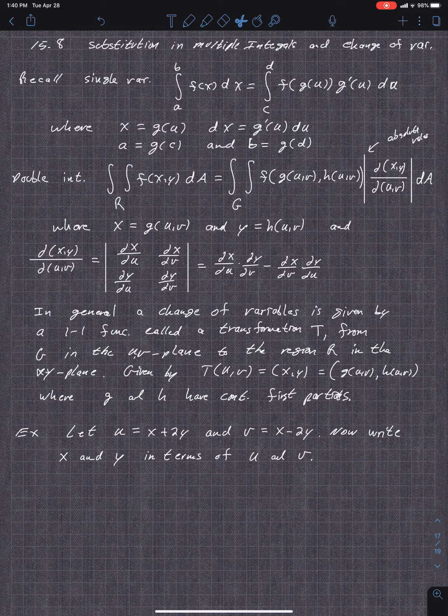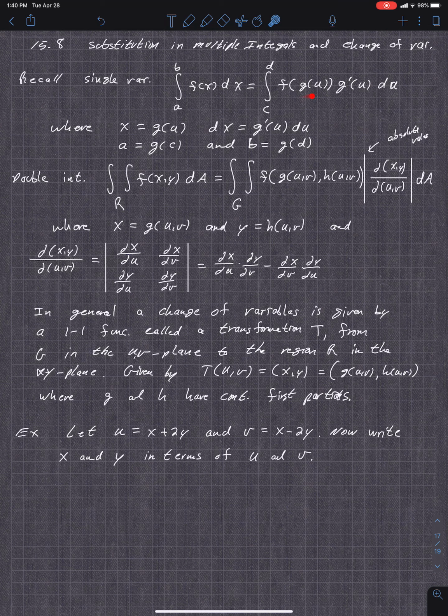So 15.8 is next, substitution in multiple integrals and change of variable. First, recall what you do in single variable. If f of x is a function of another function, you can do a substitution, right? That's when you let u be something, then you do du, and you get the g prime in here. So you've been doing some of that.